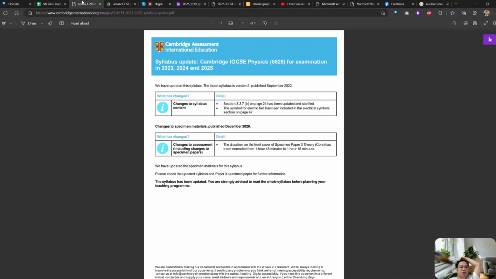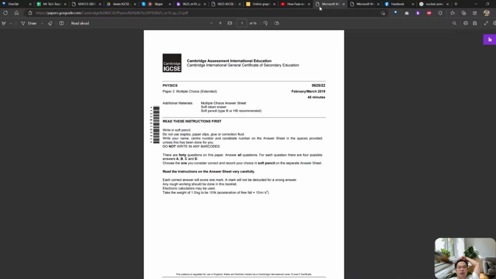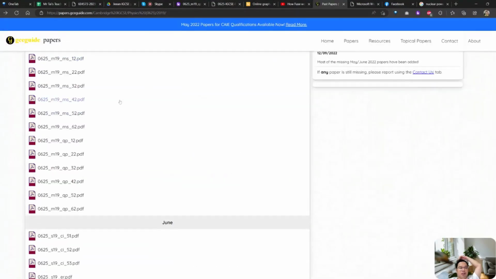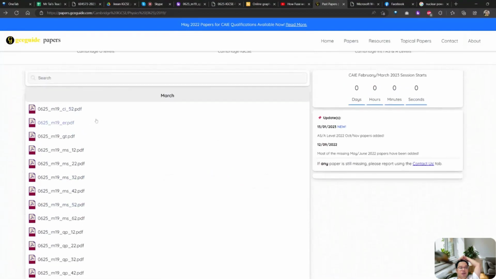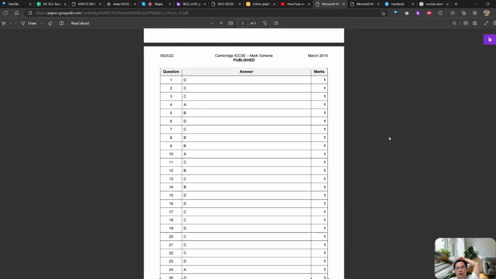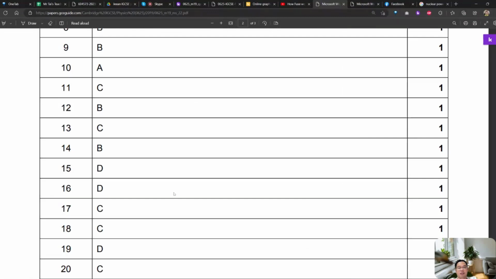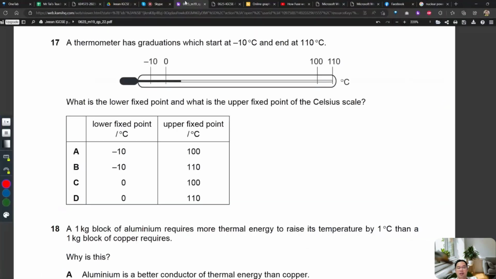But let me find a mark scheme somewhere to check it. This is March, not June. Okay, next time we do the June paper. Mark scheme here. Question 17, huh? C. Yeah, exactly. 0 degrees and 100.